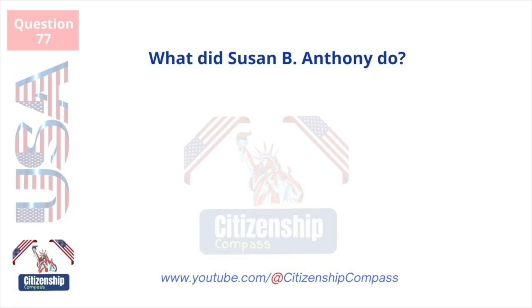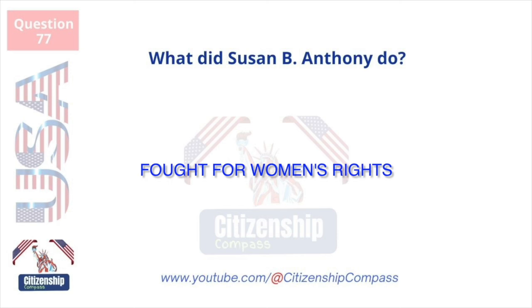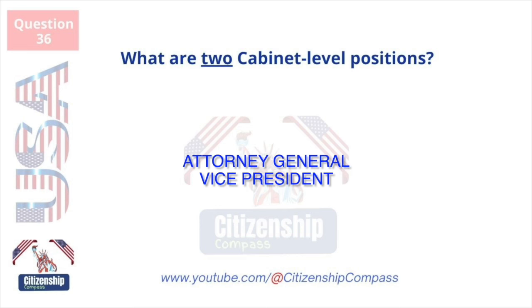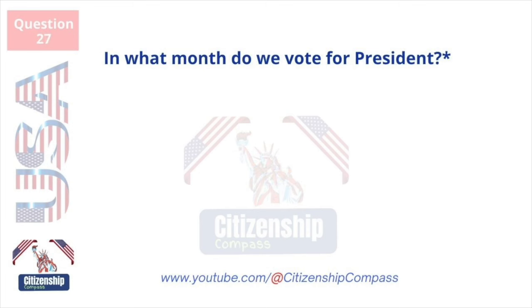What did Susan B. Anthony do? Fought for women's rights. What are two cabinet-level positions? Attorney General. Vice President. In what month do we vote for president? November.